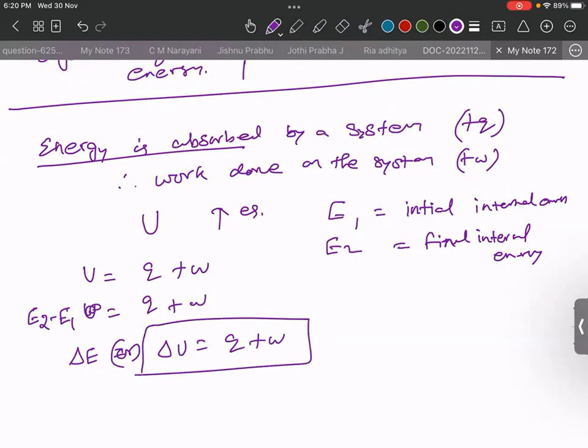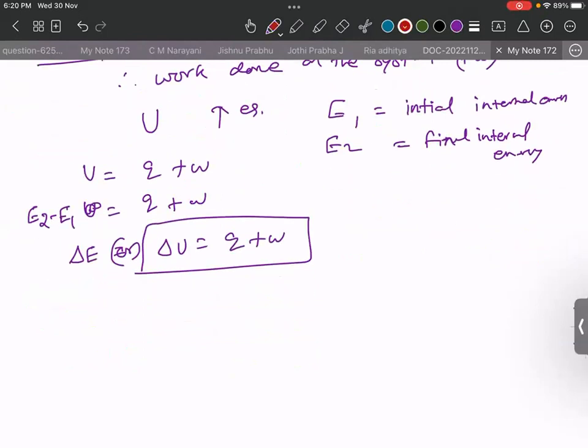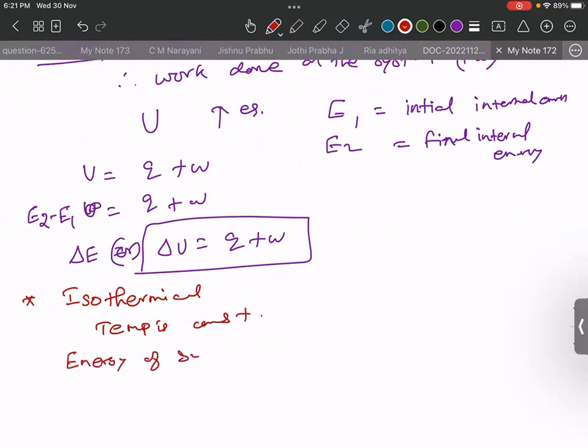Now, this mathematical first law, you have to apply to the isothermal process, isochoric process, and adiabatic process. We'll apply one by one. First one, isothermal. So now you tell me, for isothermal, what is constant? Temperature is constant. So energy of the system is equal to what we are given: Q plus W. Q means heat given to the system, plus work done on the system. That is Q plus W.